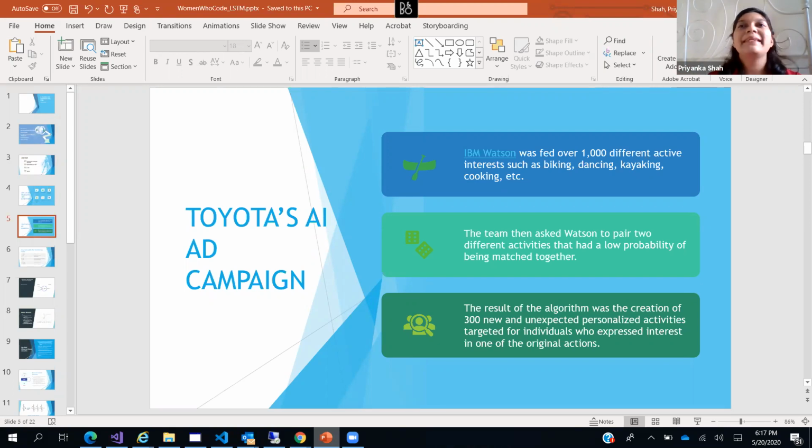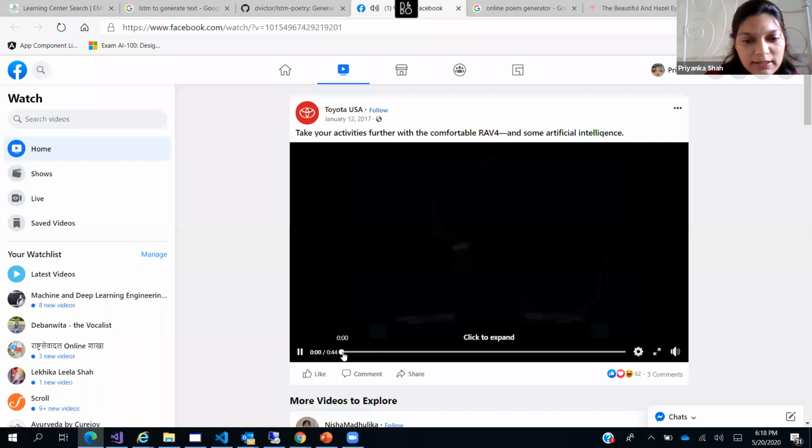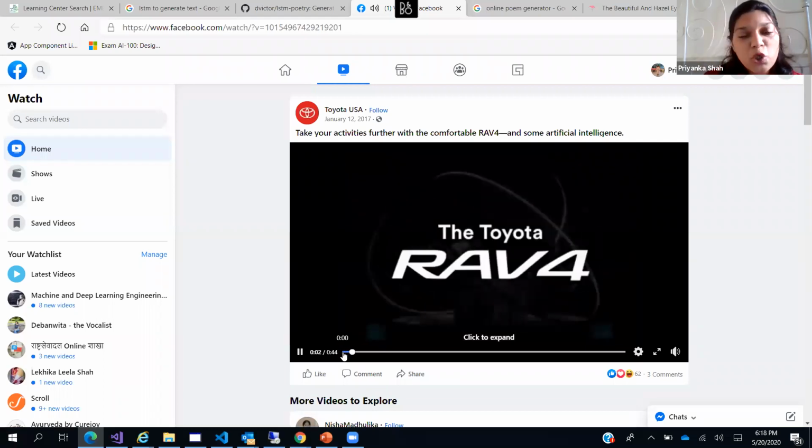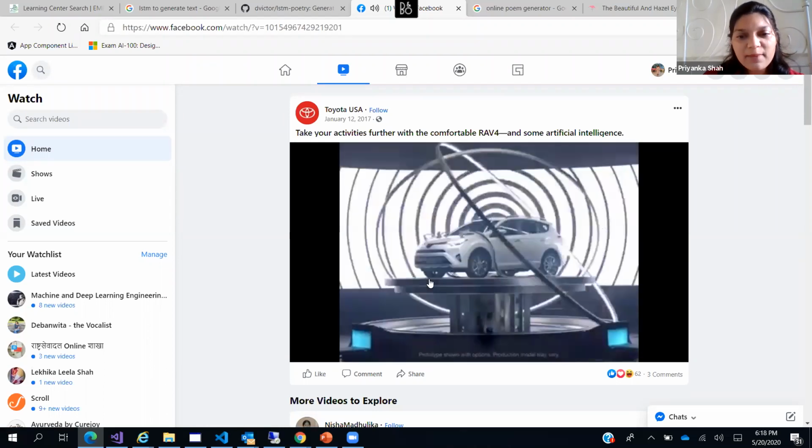For example, maybe reading, writing, singing, yes, but what about barbecue and surfing? Something of those sorts, which are totally diametrically opposite things. And the algorithm actually came up with various interesting combinations and also named them. We will see how it named them and what those ad campaigns look like. So this is the ad for Toyota brand, and this is how they are positioning it.